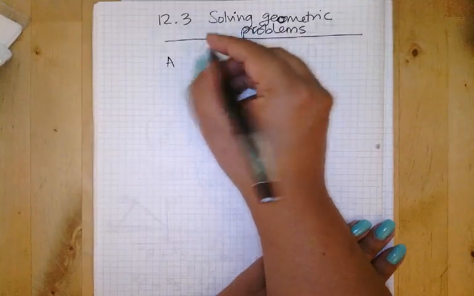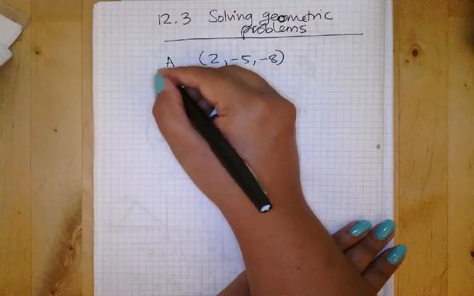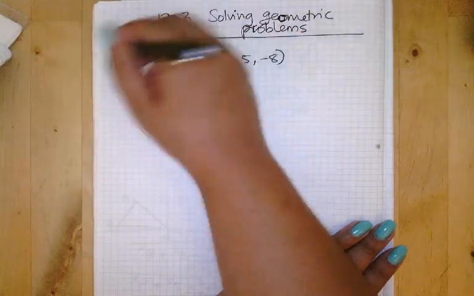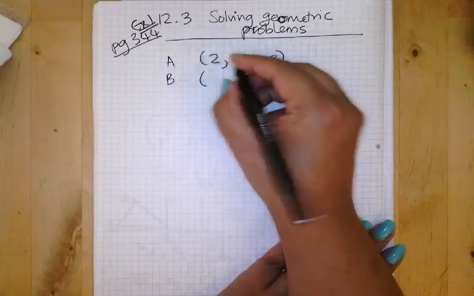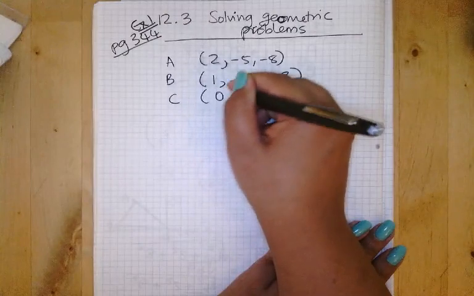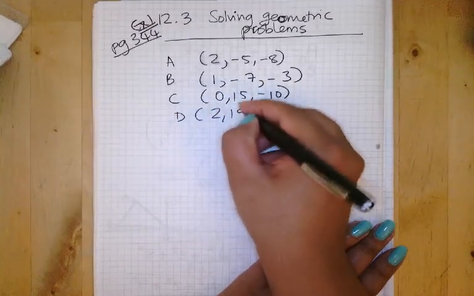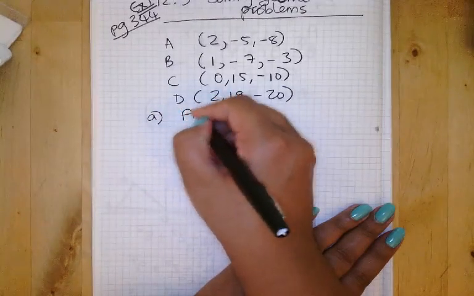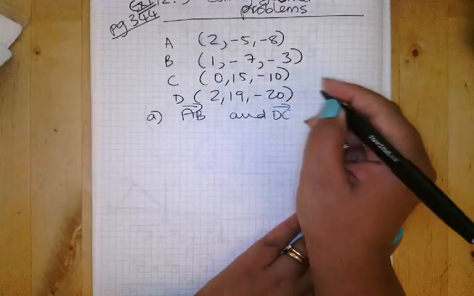So coordinate A is 2, -5, -8. We've got A, B, C, D as the points, and I'm going to just write those down. This is on page 344, and it's the first example in section 12.3. Coordinate B is 1, -7, -3. C is 0, 15, -10, and D is 2, 19, and -20. The question says find the vector AB and DC, and give your answer in the form i, j, and k.